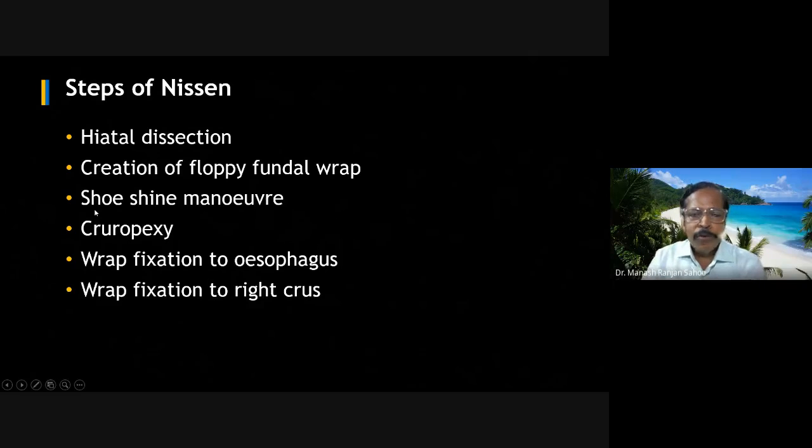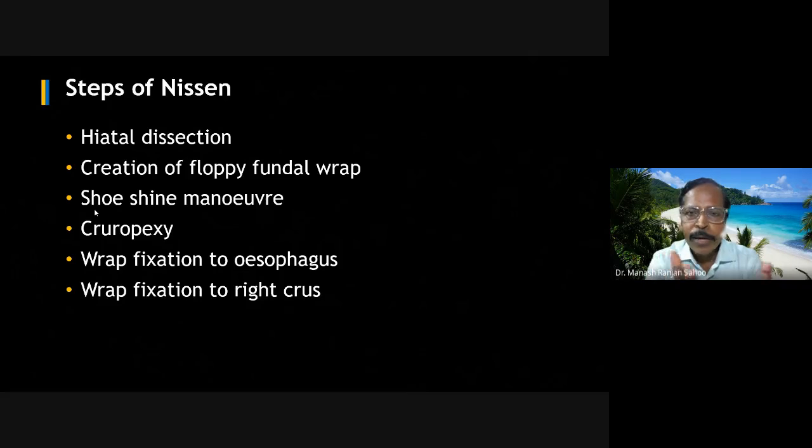So what are the steps of the Nissen's fundoplication? The first step is a hiatal dissection. Creating a floppy fundal wrap. You have to create a floppy fundus which can go behind the retroesophageal window for the wrap. If you are going for a Nissen's fundoplication, or if you are going for a Toupet, it has to be 280-degree coverage of the lower part of the esophagus.